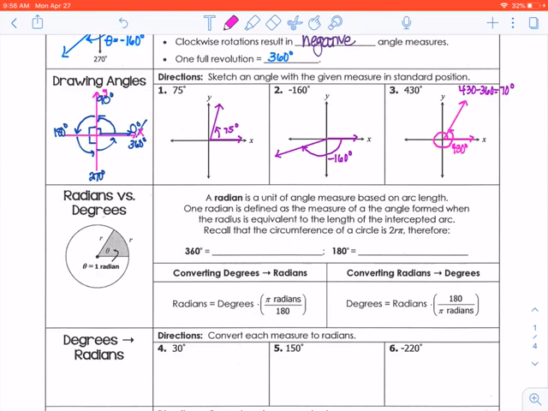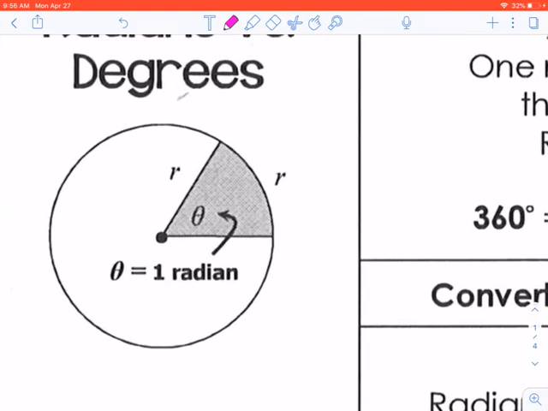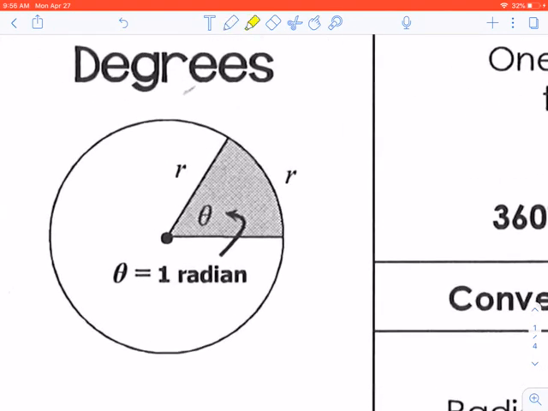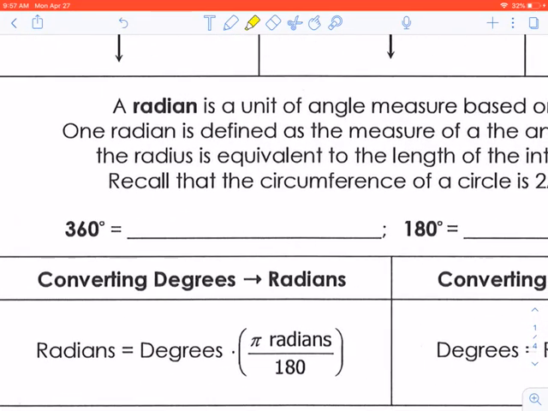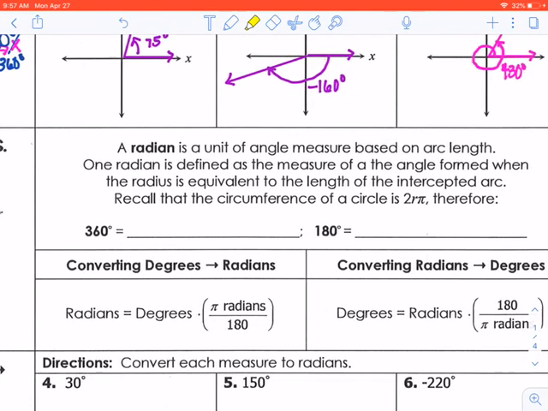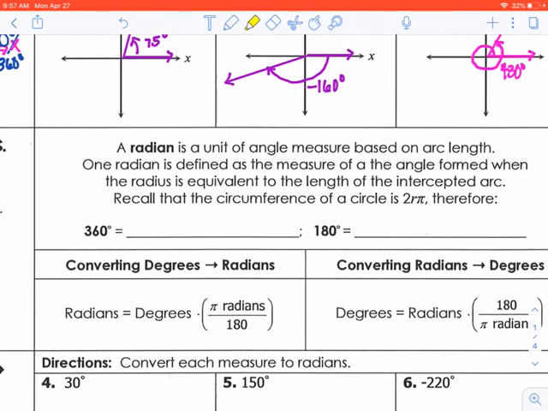So a radian is also a unit of an angle instead of in degrees, but it's based on arc length. I don't know if you remember from geometry, but you learned about the length around the circle. It's called our circumference. If I go all the way around the circle, that's our circumference, and arc length was just a piece of the circumference. So radians are measured in the length of the piece of the circumference. One radian is going to be defined as the measurement of the angle formed when the radius is equivalent to the length of the intercepted arc.